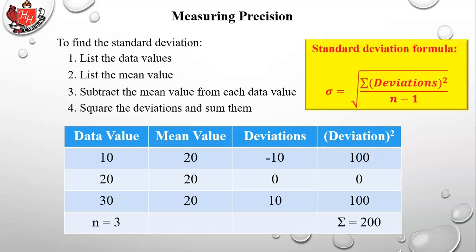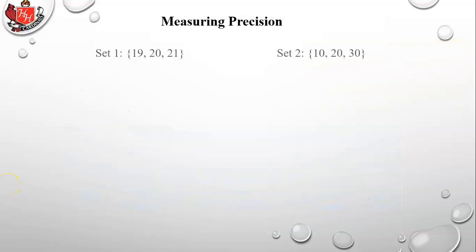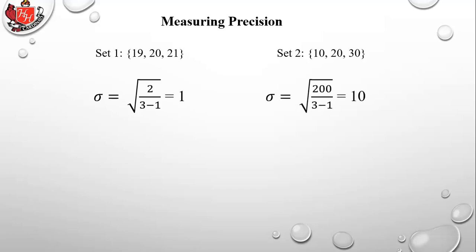Okay, so there again is the same formula for standard deviation. Now we're going to go and do the calculation for each of these 2 data sets. Okay, so now we're going to take the standard deviations. So the standard deviation for set 1 is, the sigma, the summation of the deviation squared, 2, over 3, the number of values, minus 1. You take the square root of that, you get 1. For set 2, the summation was 200. Then you have 3 values minus 1 also. Take the square root of that, you get 10.